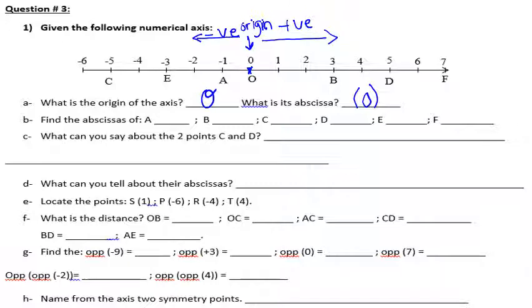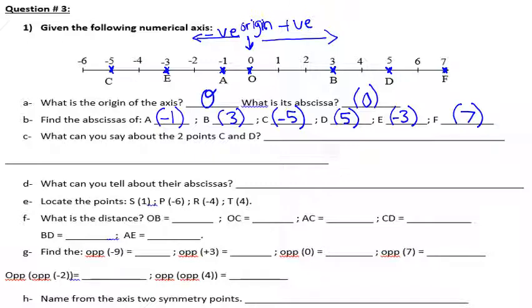First, the abscissa of A. A is on the negative side, so A has an abscissa of -1. Point B is on the positive side, so point B has an abscissa of 3 or +3. Point C is on the negative side. The abscissa of C is -5. Point D is on the positive side. Its abscissa is 5. Point E is on the negative side, its abscissa is -3. Point F is on the positive side and its abscissa is 7.